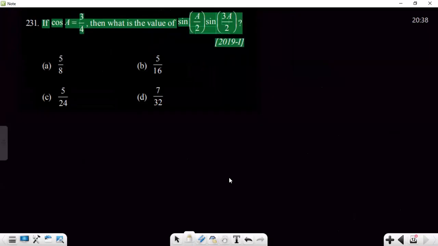Next question. Cosine of A is 3 by 4. We need to find the sine of half angle and thrice of half angle, that is, sine of A by 2 multiplied by sine of 3A by 2.